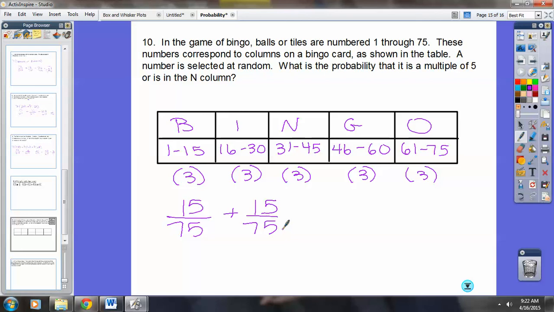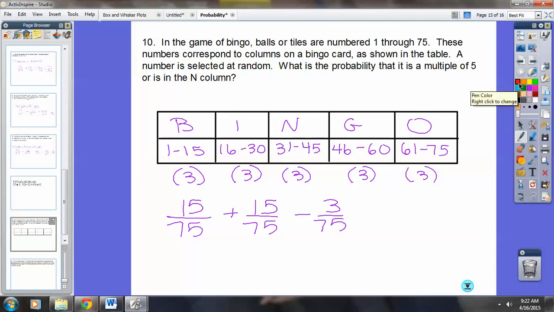You're right, it does. Not a wrong answer for sure. Why in this case do I need to subtract? Or what do I need to subtract? Does anybody know that? The probability of both happening would be 3 out of 75. Yes. Why, Tim? Because you have 3 numbers that are multiples of 5 in the end column. There's 3 numbers that we've counted twice.